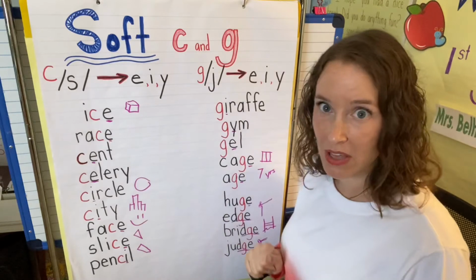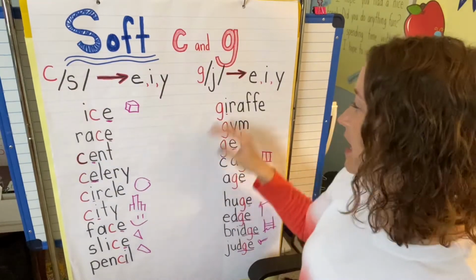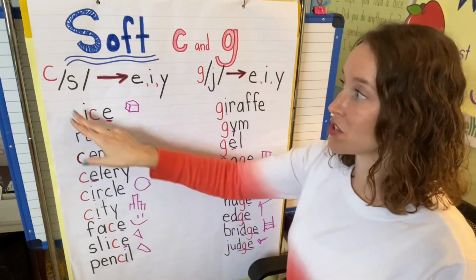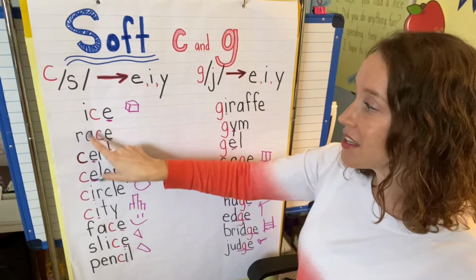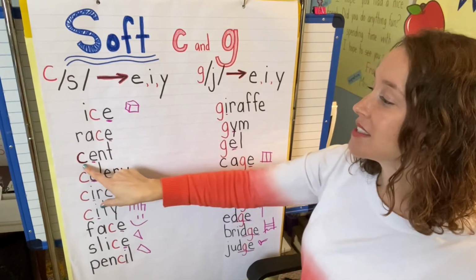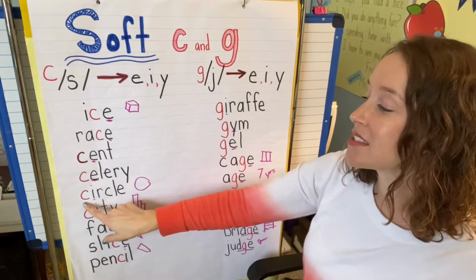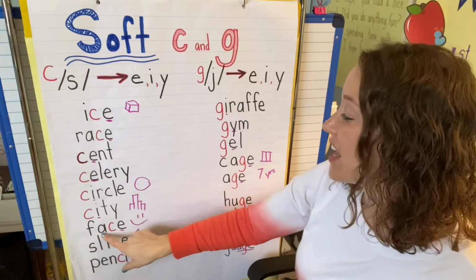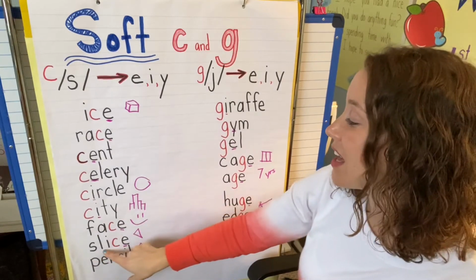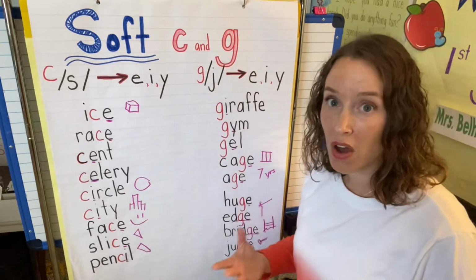So we looked at these words yesterday. I'm just gonna read through them really quickly because they're good examples of soft C and soft G. So we had words for soft C. Remember, soft C says S, like ice, race, scent, celery, circle, city, face, slice, pencil. Those were all soft C words.